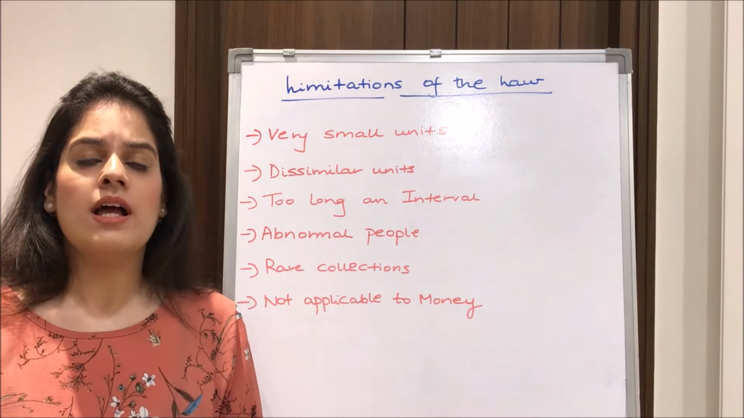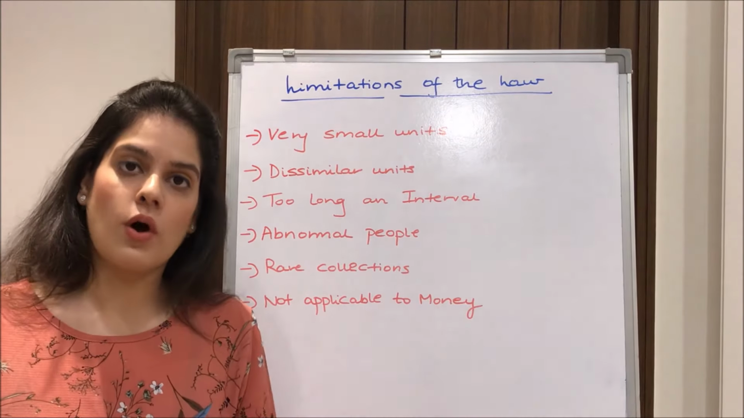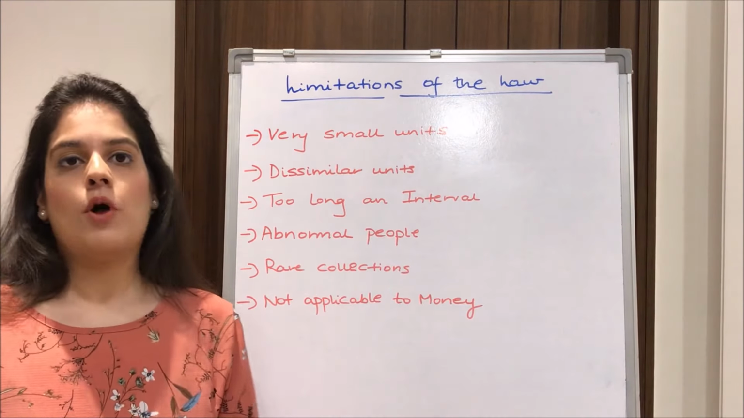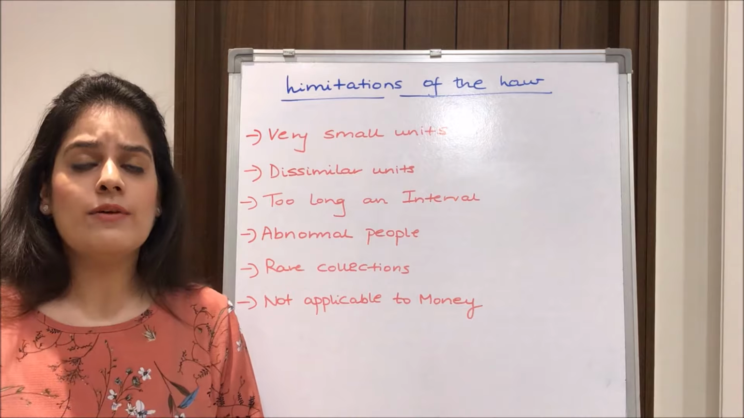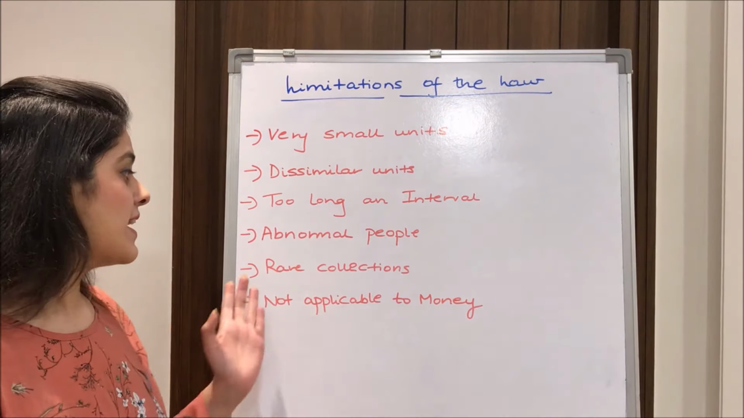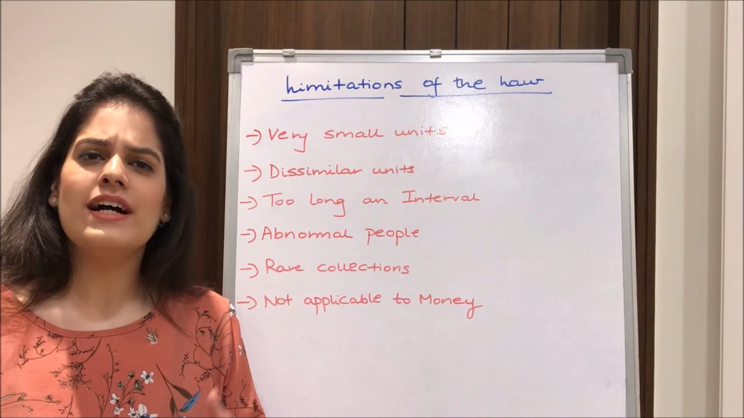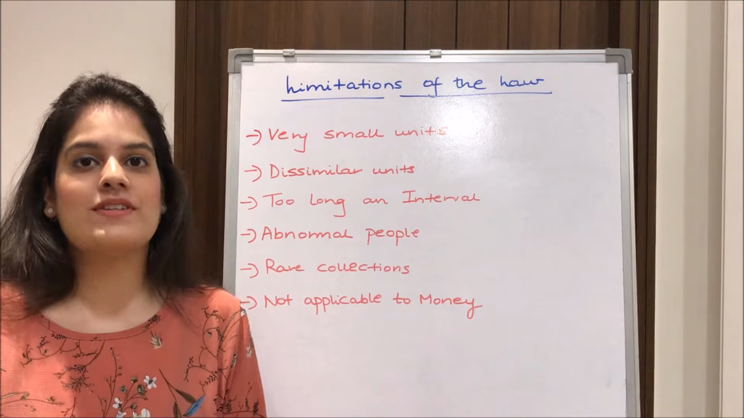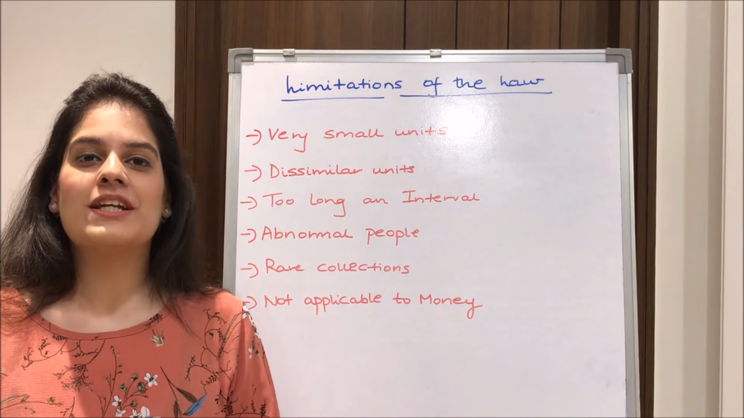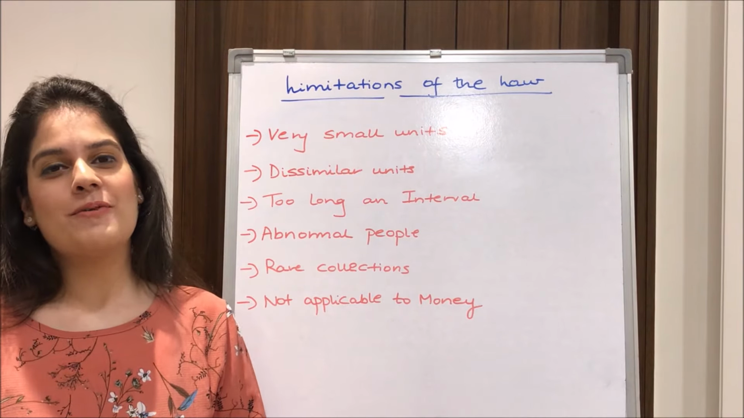Thirdly, too long an interval. Maybe the person has a glass of water and the second glass is consumed after 2 hours, so the utility might not fall and hence the law will fail. So thus we have to consume in quick successions. Fourthly, abnormal people, people like drunkards, they will get more satisfaction with every dosage of liquor or drug, and hence the law fails. Next is rare collections, referring to hobbies. People have a habit of collecting stamps or coins, so the addition to their stock or collection will give them more satisfaction. And lastly, it is not applicable to money. Of course, money is something appreciated by both rich and poor, and it is said the more money one has, the more he wants of it, and obviously no one will say no to money.